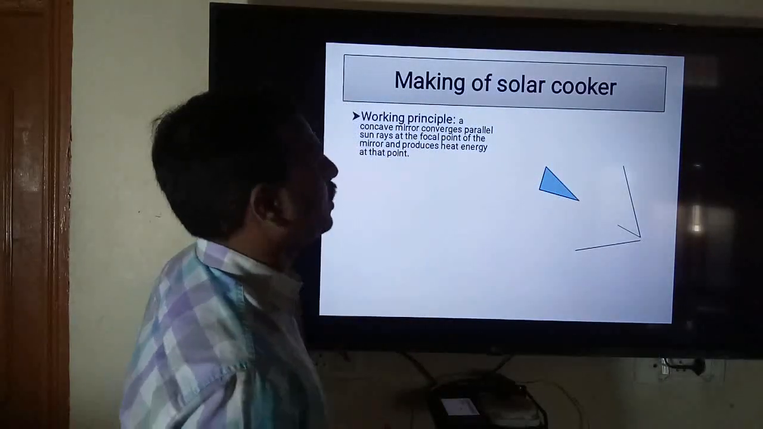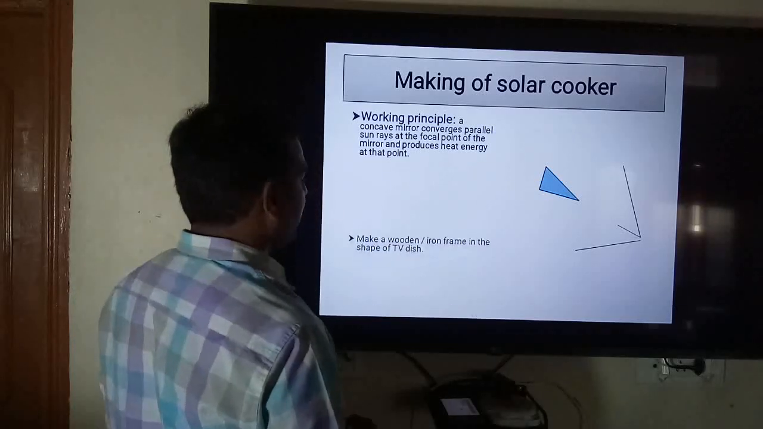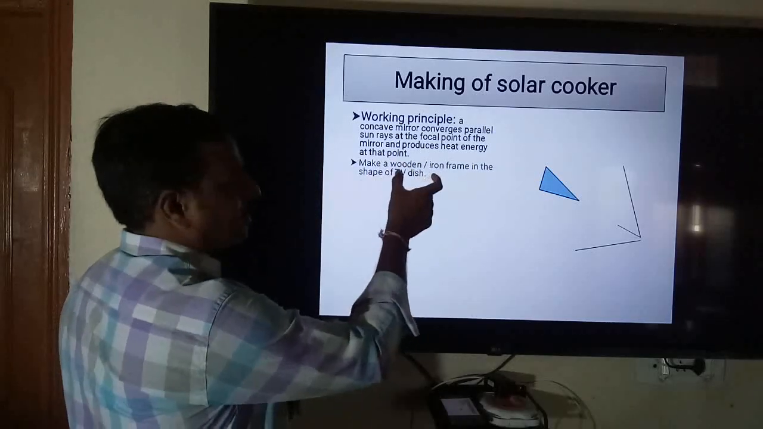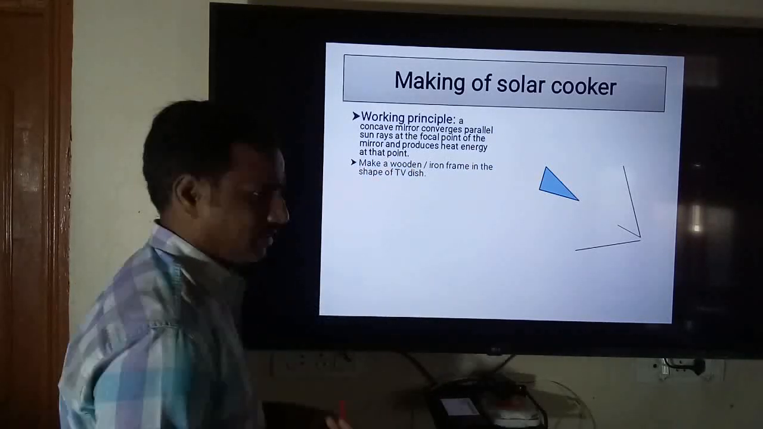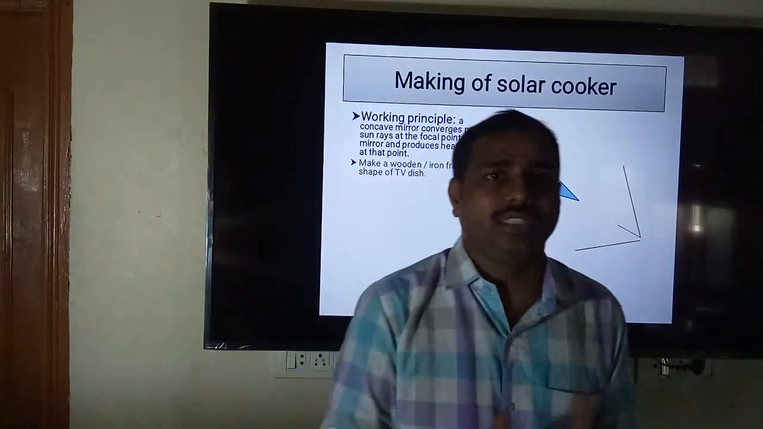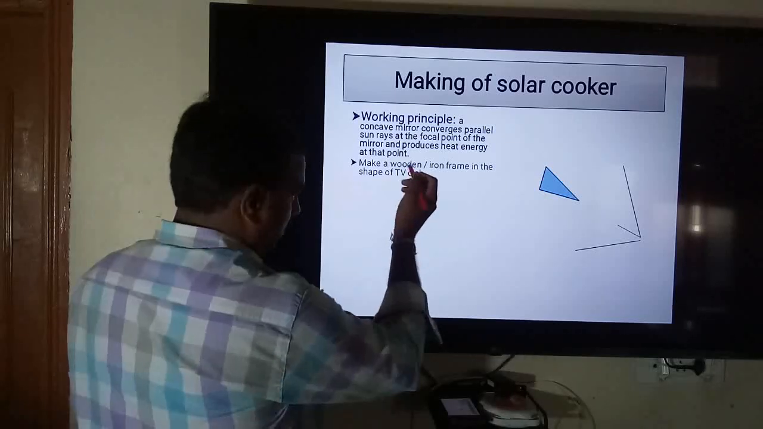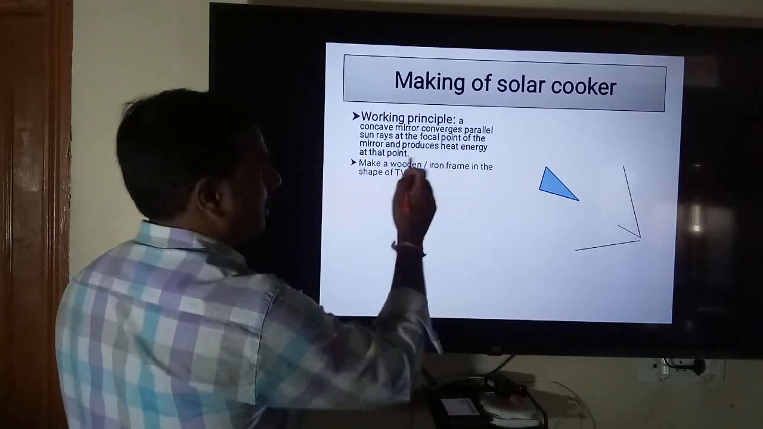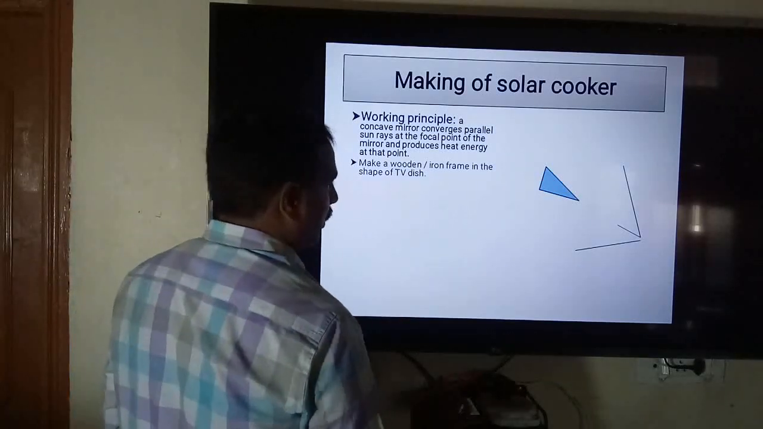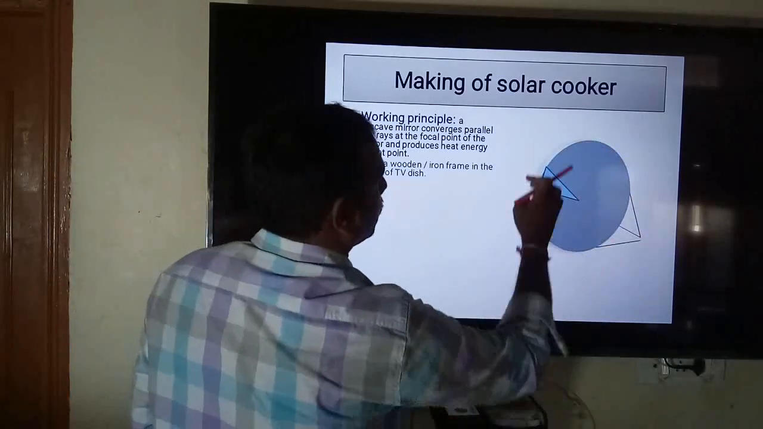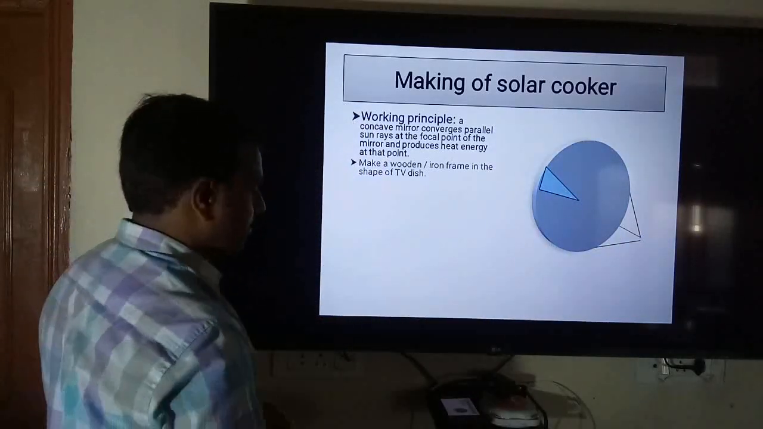So now we are going to make that solar cooker. The required material is very important. First, we want to make a wooden or iron frame in the shape of a TV dish. Everyone knows how a TV dish looks. In the same manner, we want to make a wooden or iron frame in the shape of a TV dish. Now this is the shape.